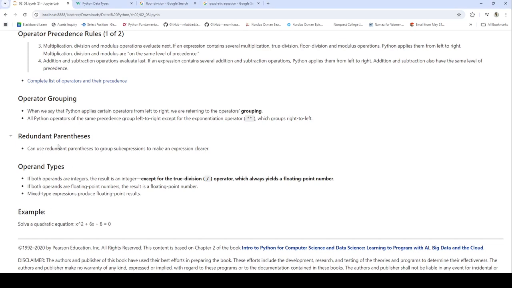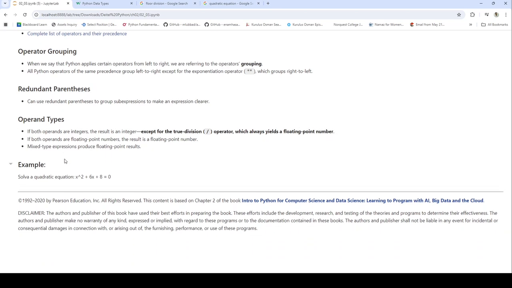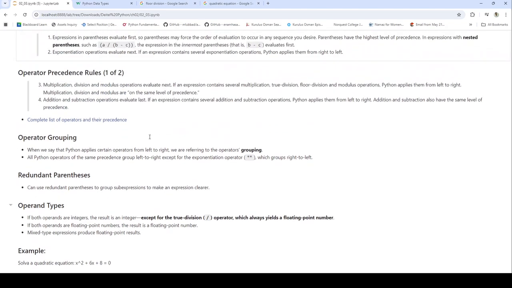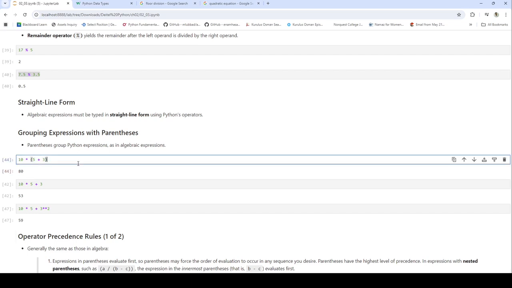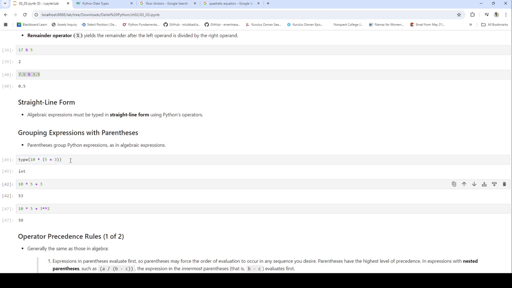Okay, so as I explained, we could have redundant parentheses, and if both operands are integers, the result is an integer. Normally we discussed the data types previously. So if 3 numbers are going into this, and I find the type of the result here, then the type of the result will come from the type of the operands. For example, 3 is an integer, 5 is an integer, 10 is also an integer. So I'm expecting the result to be an integer.